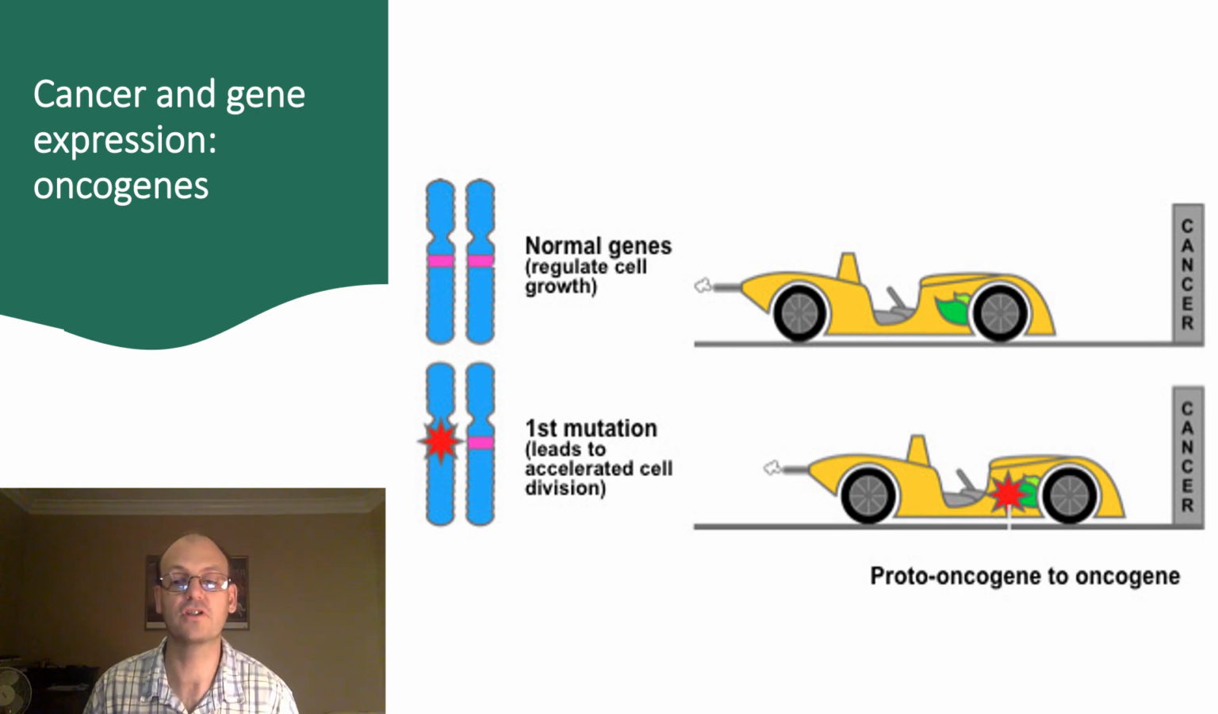A normally functioning proto-oncogene allows the cell to progress around the cell cycle as appropriate. However, if the proto-oncogene becomes mutated in a somatic or non-germline cell, it can cause the cell cycle to progress more rapidly, like the accelerator being stuck to the floor.